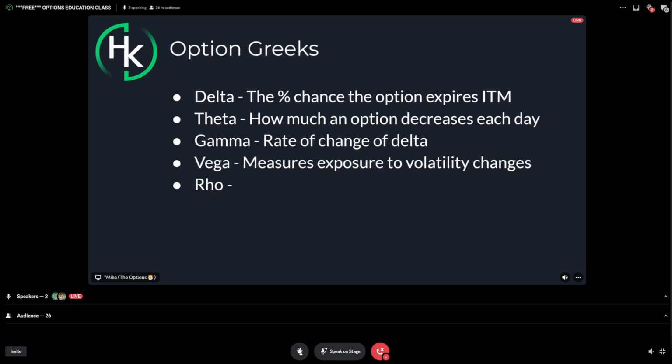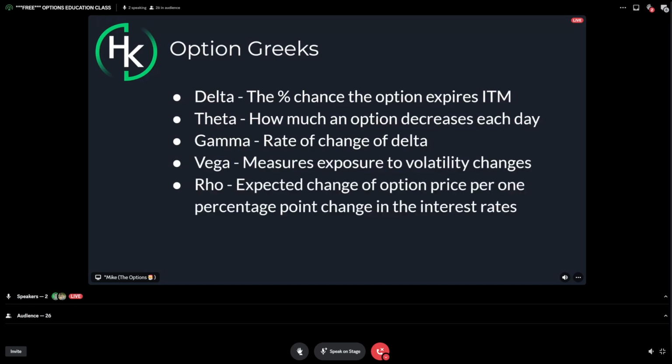Rho has to do with interest rates, and it's basically the expected change of an option per 1 percentage point change in the interest rates. And rates have been rising lately. And because rates are rising, that actually makes call options more expensive. Pretty much the reason for that is because to buy stock using margin, you're going to get charged more interest, and so it's reflected in the call options.